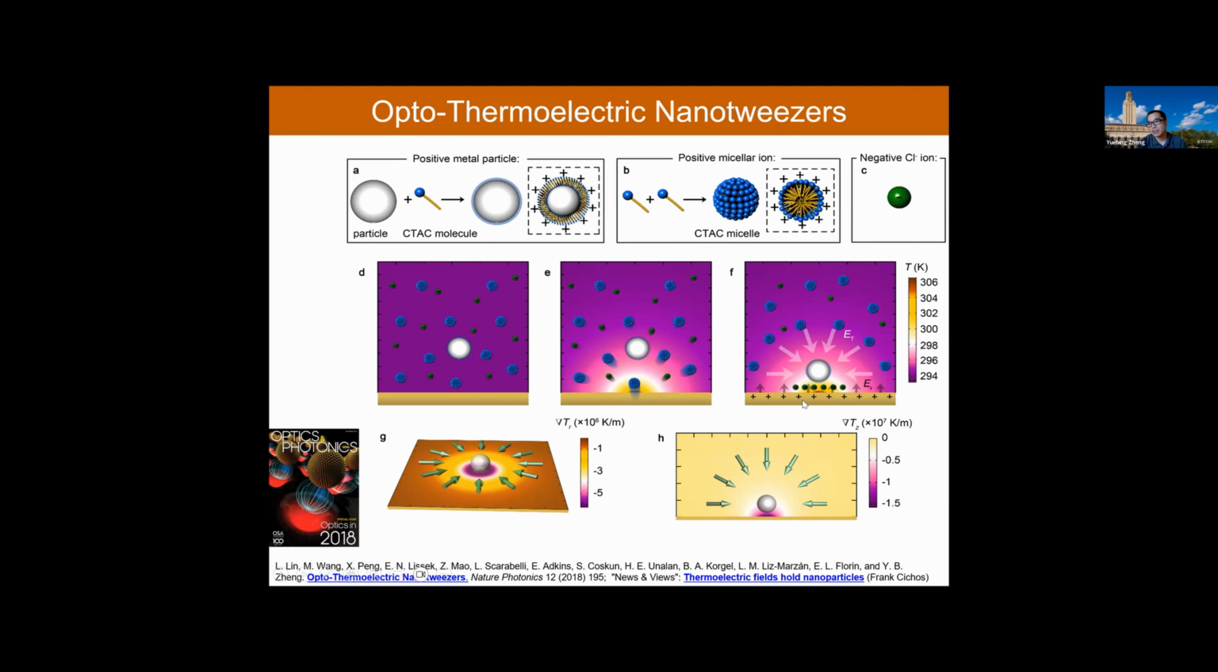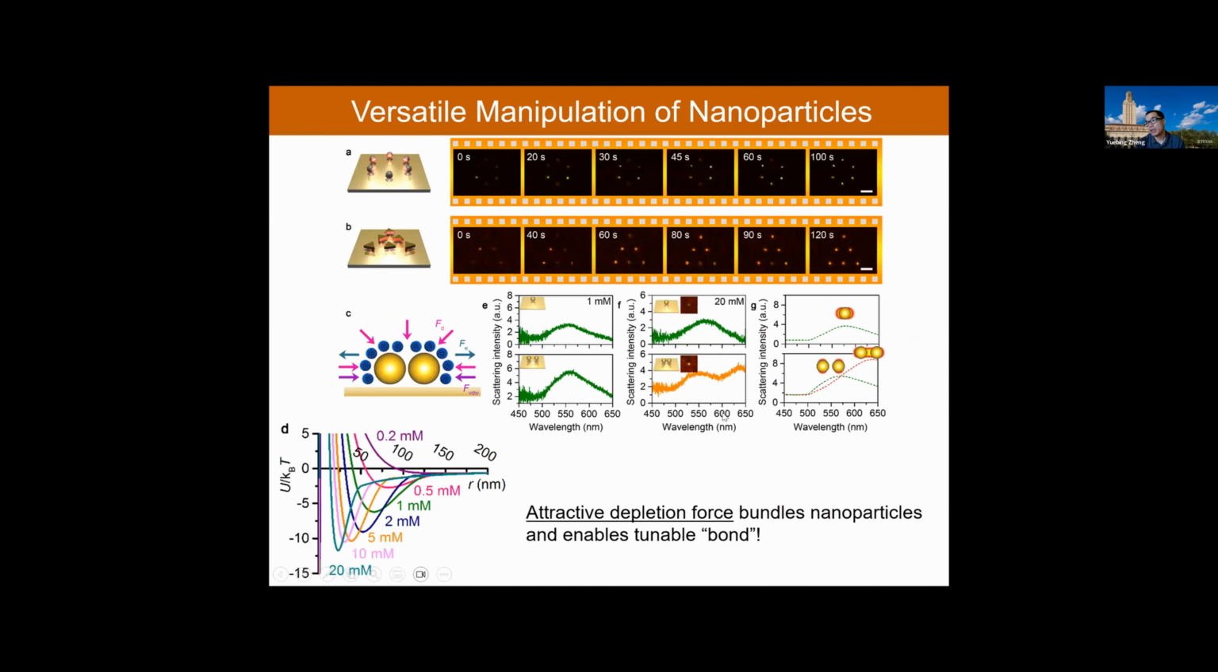So there's a separation. Now you've created an electric field, positive and negative, and the particle has a charge. So you have this electric force that traps the particle there. By doing this, we introduce what we call optothermoelectric tweezers. Using this tweezer, we can overcome a few challenges of the conventional optical tweezer.